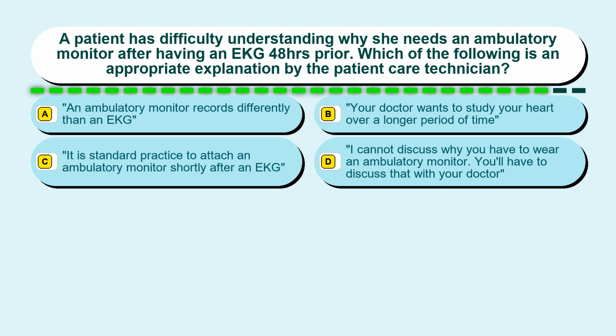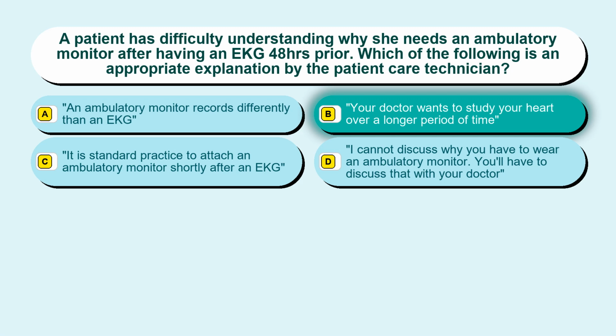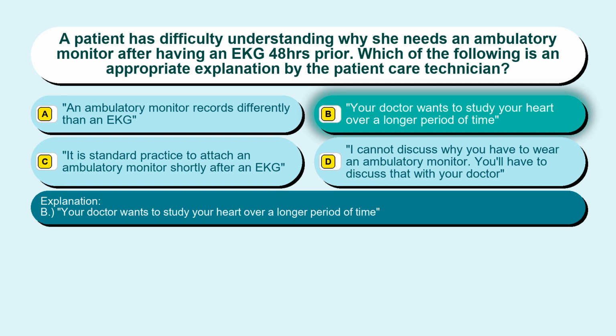Question 33. A patient has difficulty understanding why she needs an ambulatory monitor after having an EKG 48 hours prior. Which of the following is an appropriate explanation by the patient care technician? Option A, an ambulatory monitor records differently than an EKG. Option B, your doctor wants to study your heart over a longer period of time. Option C, it is standard practice to attach an ambulatory monitor shortly after an EKG. Option D, I cannot discuss why you have to wear an ambulatory monitor. You'll have to discuss that with your doctor. The correct answer is option B, your doctor wants to study your heart over a longer period of time.